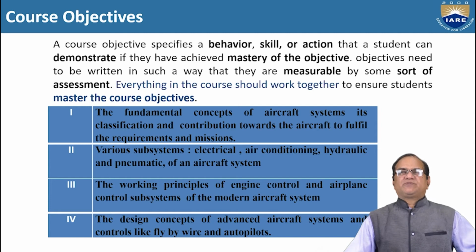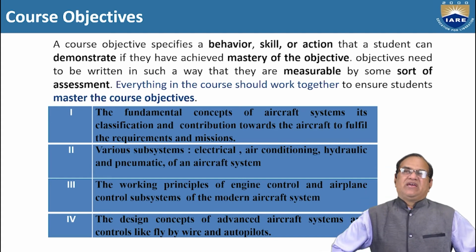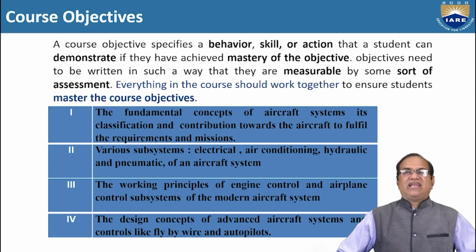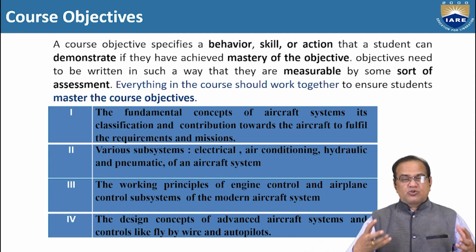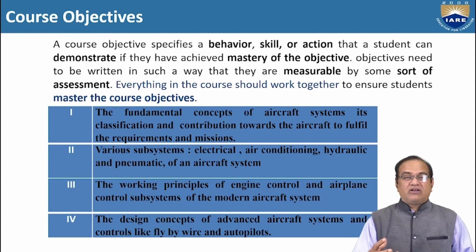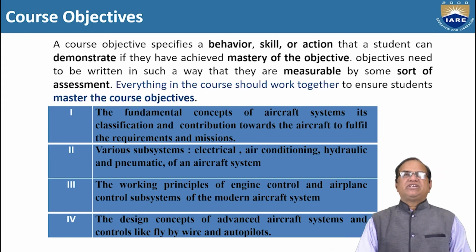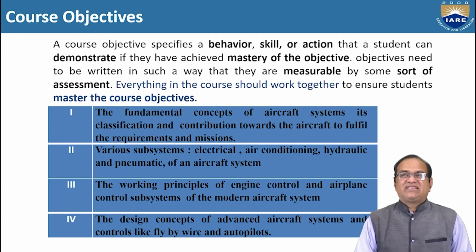A course objective specifies a behavior, skill or action that a student can demonstrate if they have achieved mastery of the objective. So we have to make it such that the behavior, skill and action of the student show that they have understood and learned the things and have mastered, or fully understood, the concept. That is the mastery of the objective. Objectives need to be written in such a way that they are measurable.